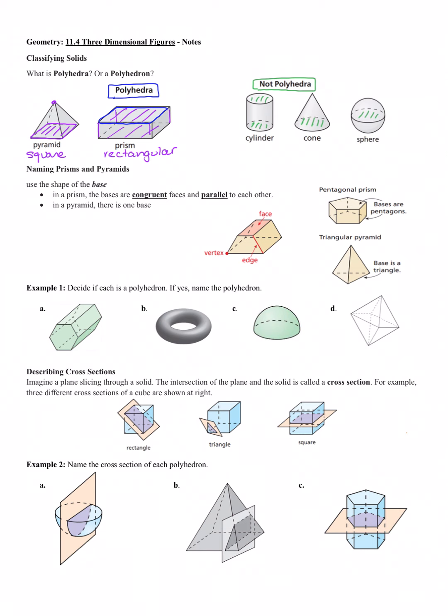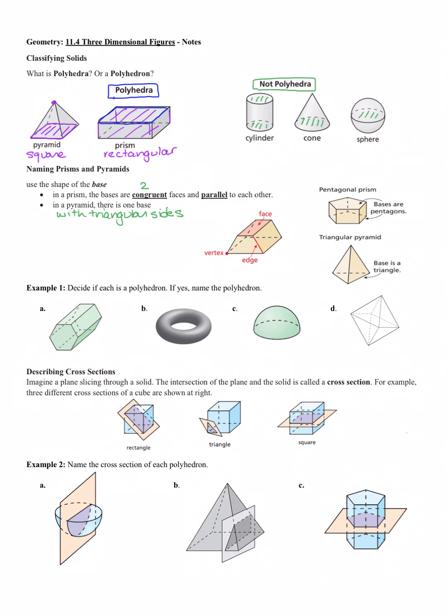Okay, so naming them. You use the shape of the base, and then in a prism, like I said, you will have two congruent faces that are parallel to each other, so that's going to be key, to find the two that are parallel. And in a pyramid, there's going to be only one base with triangular sides. In the prism, all the sides will be rectangles.